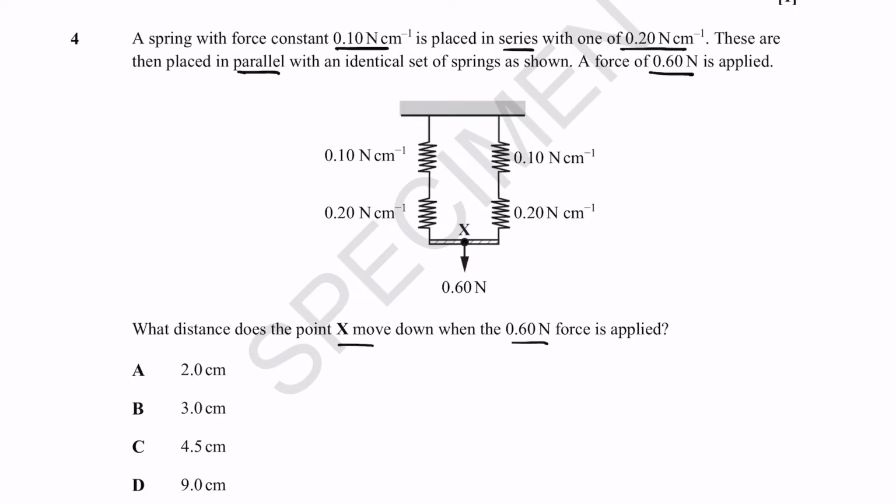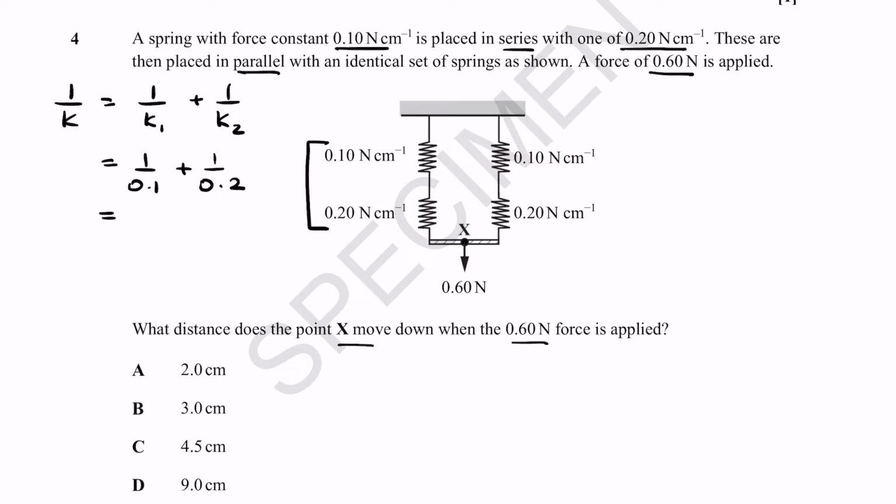So we need to remember how the spring constant changes in series versus in parallel. When it comes to these two springs over here with 0.1 and 0.2 newtons per centimeter, the overall spring constant in series is given by 1 over k equals 1 over k1 plus 1 over k2. So that gives me basically 1 over 0.1 plus 1 over 0.2.